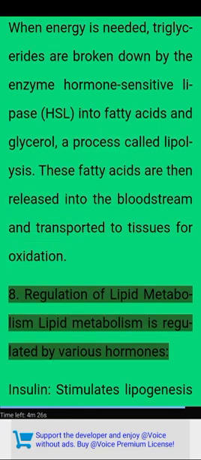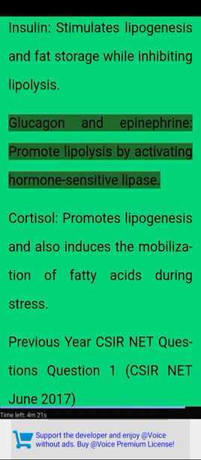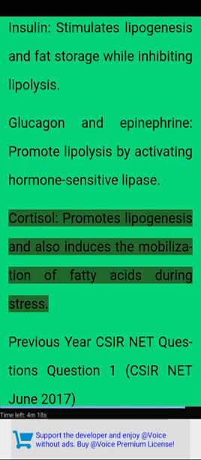8. Regulation of lipid metabolism. Lipid metabolism is regulated by various hormones. Insulin stimulates lipogenesis and fat storage while inhibiting lipolysis. Glucagon and epinephrine promote lipolysis by activating hormone-sensitive lipase. Cortisol promotes lipogenesis and also induces the mobilization of fatty acids during stress.